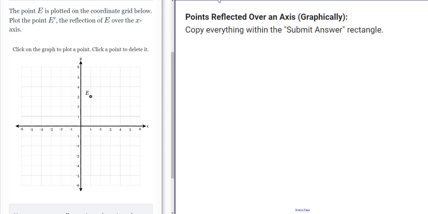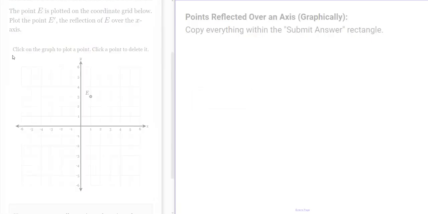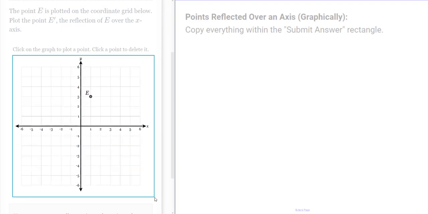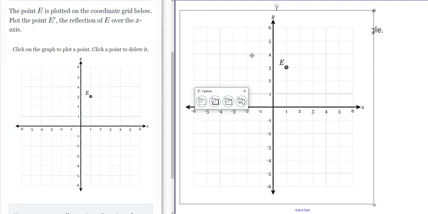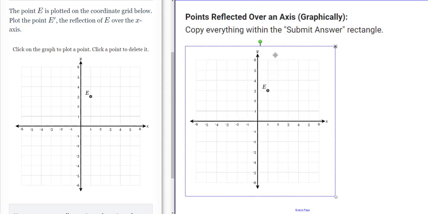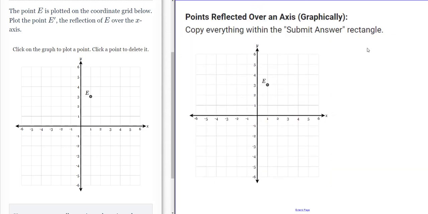The first thing I'd like to do is copy this image because I'm going to do a lot of talking. I want to be able to write on this page and show you exactly what I'm working with here. So again, do not draw the graph on your sheet of paper. The first thing I want to do is go over a little bit of the vocab.